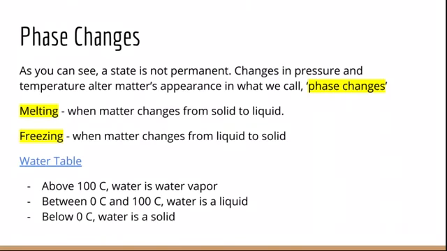Melting is when matter changes from a solid to a liquid. Freezing is when matter changes from a liquid to a solid. Here's a quick water table. Above 100 Celsius, water is water vapor or gas. In between 0 Celsius and 100 Celsius, water is a liquid, and below 0 Celsius, it's a solid.